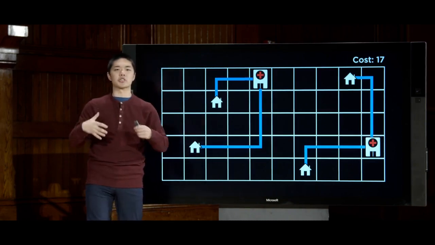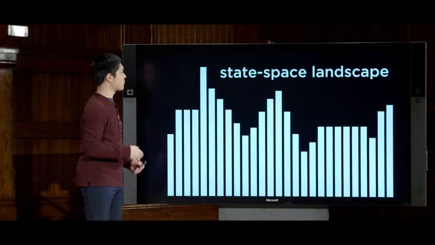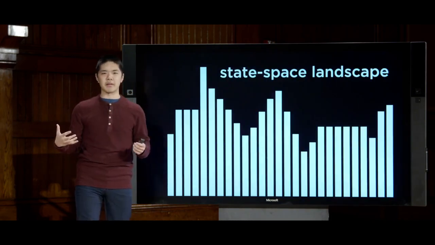And if we think about this problem a little bit more abstractly, abstracting away from this specific problem and thinking more generally about problems like it, you can often formulate these problems by thinking about them as a state space landscape, as we'll soon call it.